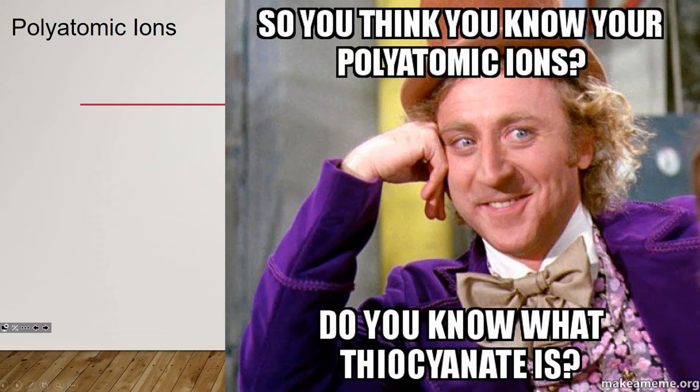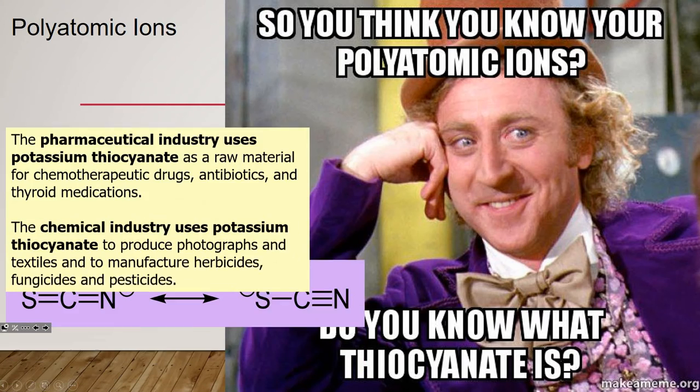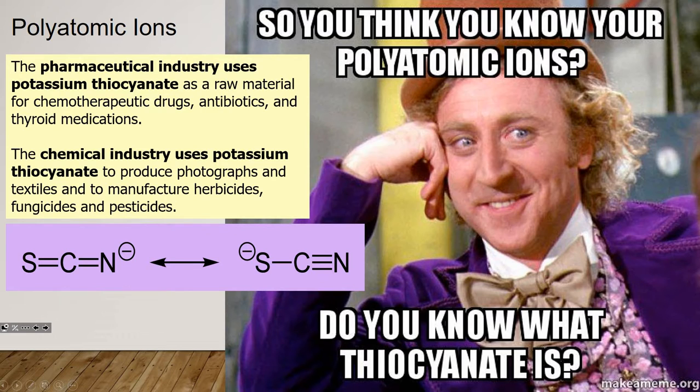Do you know what thiocyanate is? This is what thiocyanate is. It's used in pharmaceutical industries. Potassium thiocyanate is a raw material. It's used in chemotherapeutic drugs, antibiotics, and to treat thyroid medications. In industry, it's used for photography, textiles, and to manufacture herbicides, fungicides, and pesticides.